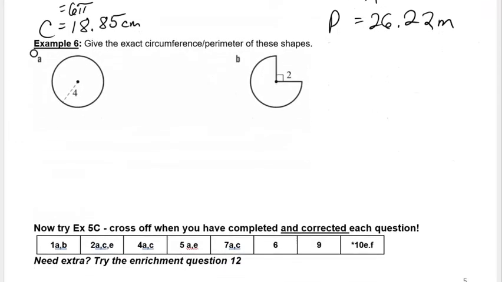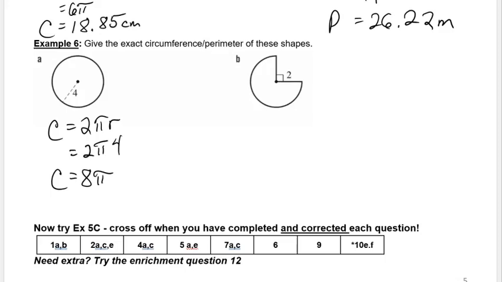Right. Now, the exact circumference, remember, when we're looking for the exact circumference, we're going to leave pi in there. We're going to leave the pi symbol in there. So the circumference, again, is equal to 2 times pi times the radius, or 2 times pi times 4. So what's the answer? We can multiply in any order. 2 times 4 instead of 2 times pi. 4 times 2 is 8. We're done. That's all it is.